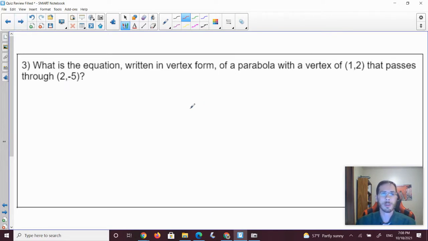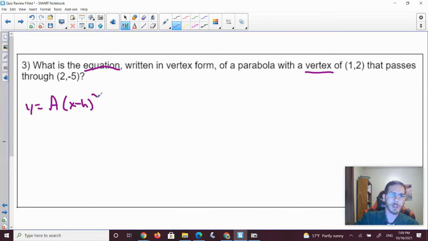All right, for 3, what is the equation in vertex form of a parabola with vertex (1, 2) that passes through (2, 5)? We want to get the equation, and we have the vertex. That tells me right away we want to write down the vertex form equation: y equals a times (x minus h) squared plus k. We're given the vertex. We know what h is. We know what k is. So we're going to plug them in, just like we did in class.